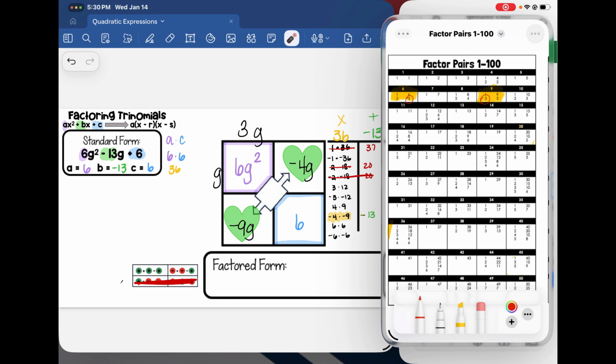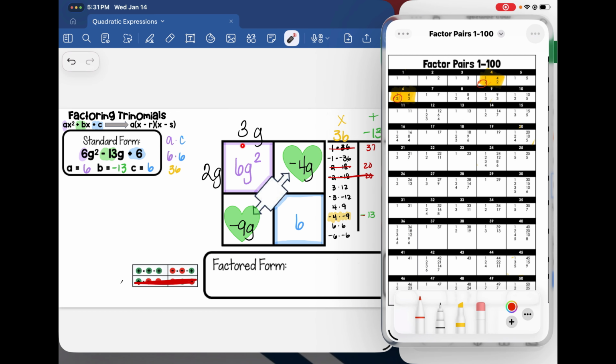Well, what about the number outside of this row? What is the greatest common factor between 6 and 4? So I go to my list, I find factors of 6, I find factors of 4. What is the biggest number that they have in common? A 2. So that means on the outside of this row, the greatest common factor between 6 and negative 4 would be a positive 2. Why is it positive? Because 2 times 3 is a positive 6.